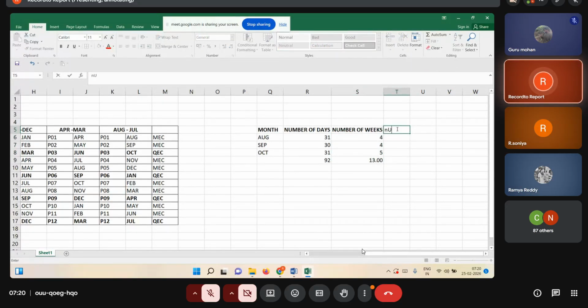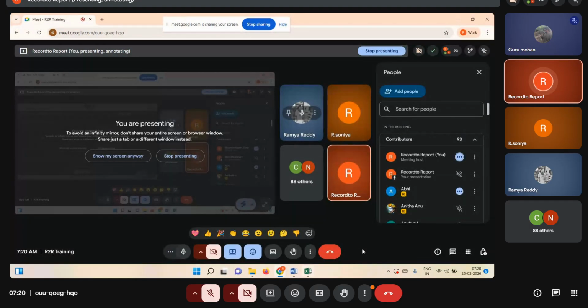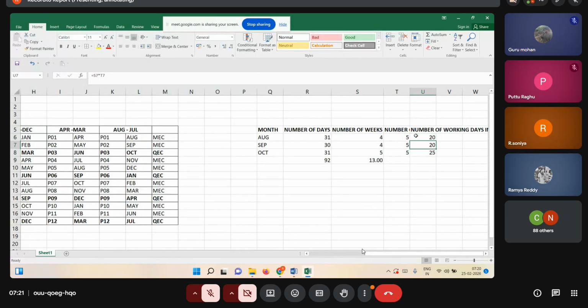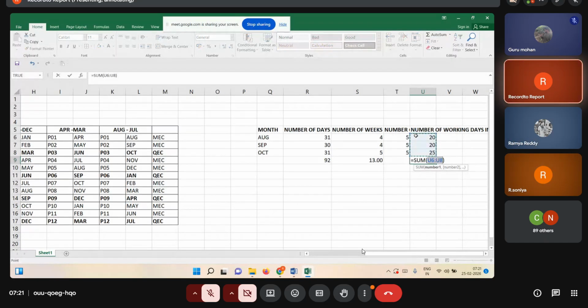Now see the number of working days in a week. How many days, guys? 5 days. Correct? Number of working days in a month: if it is 4 weeks per month, then how many working days? 4 into 5, that is 20. So total number of working days?